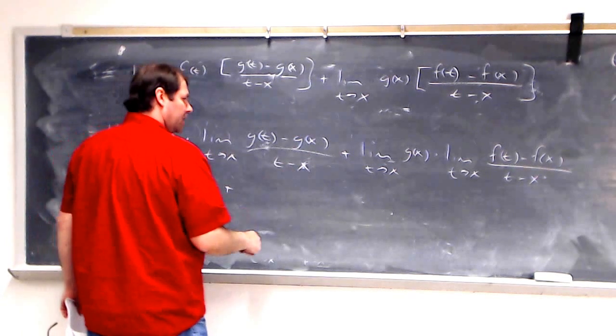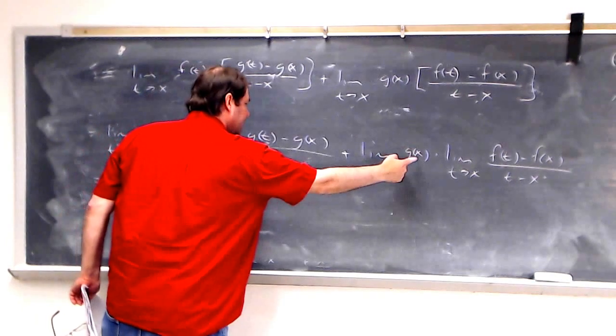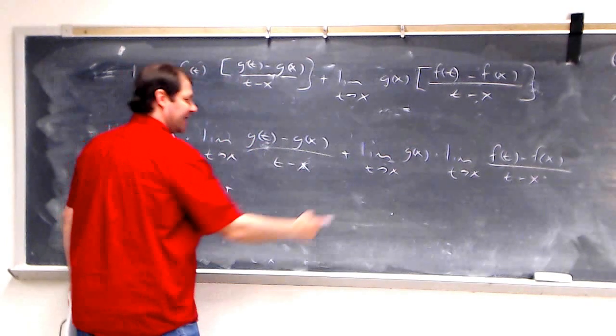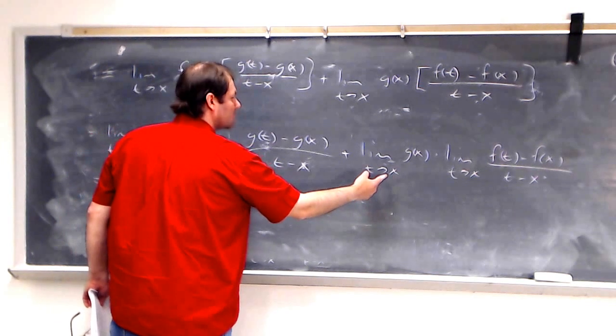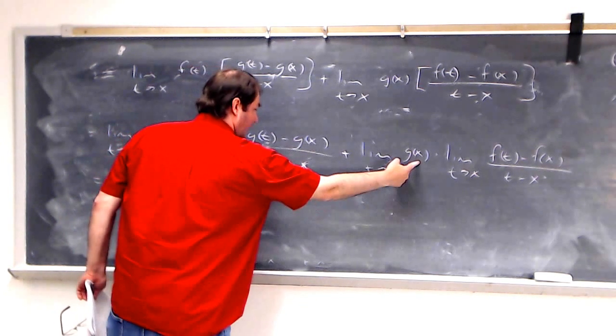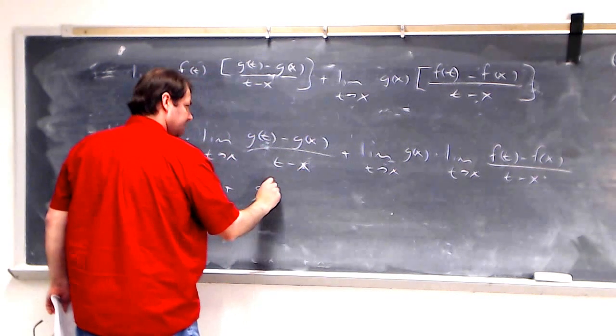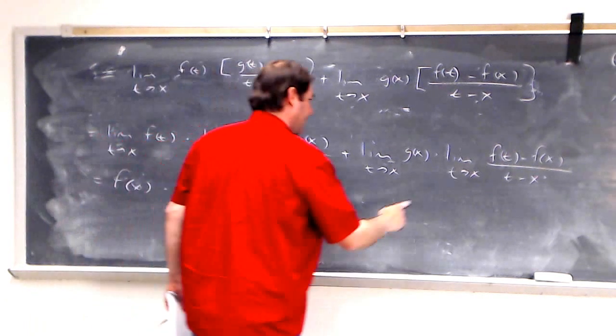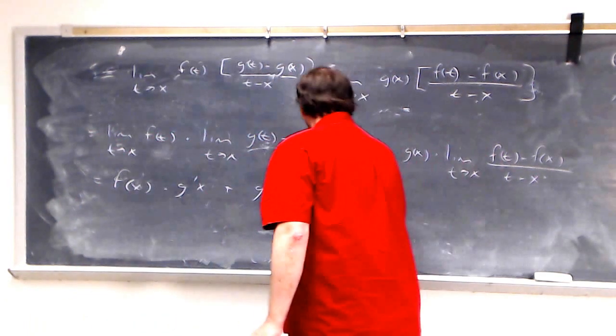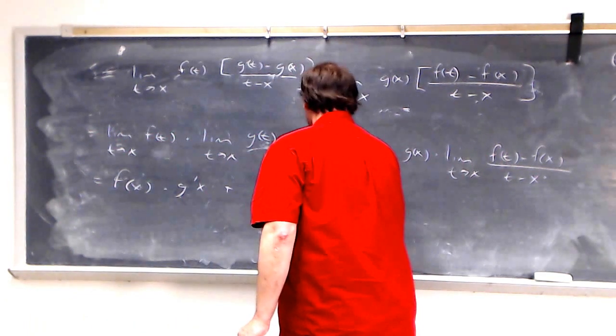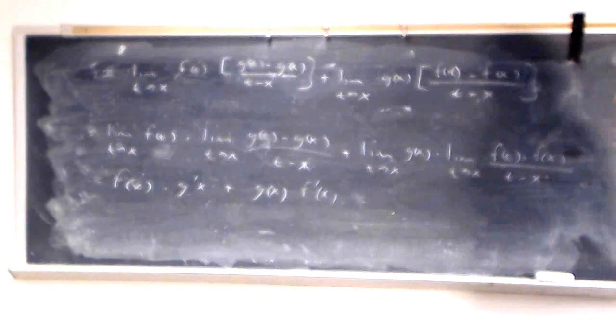plus here, again because of differentiability of g of x at x, well, actually this is a constant. The limit of a constant is the constant. Okay, so we have that. And here, this is f prime of x. And so that's the product rule being proved.